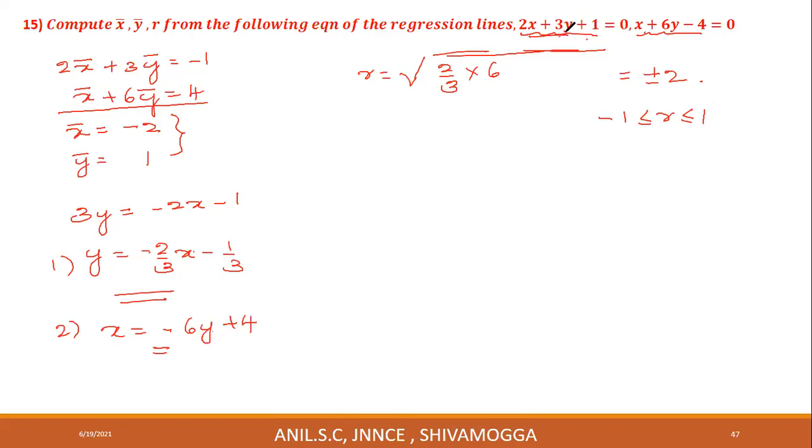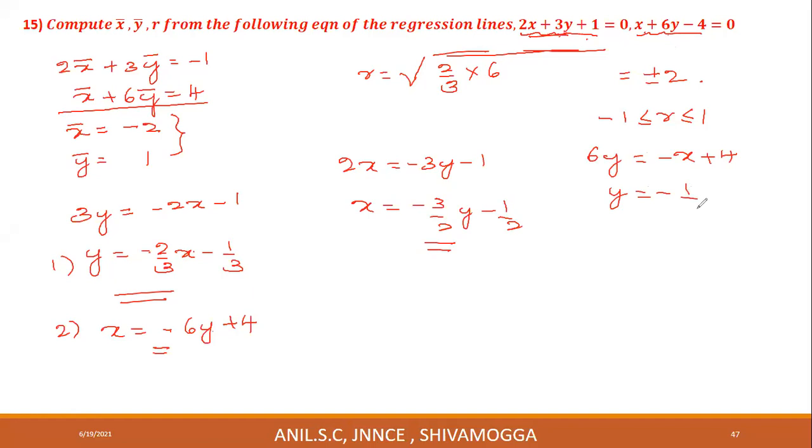Instead of equating this to y, we equate this to x. The other possible forms: 2x is equal to minus 3y minus 1, or x is equal to minus 3 by 2 y minus 1 by 2. This is one regression line. And the other can be written as 6y is equal to minus x plus 4. Therefore, y is equal to minus 1 by 6 x plus 4 by 6. This is the other regression line.